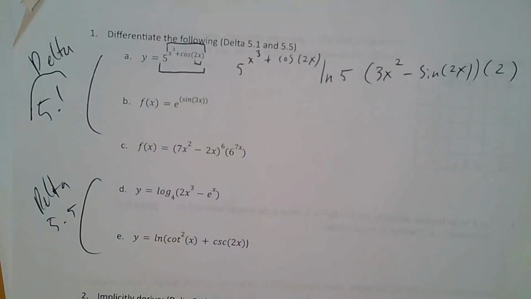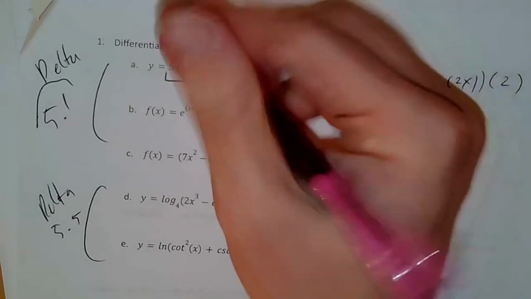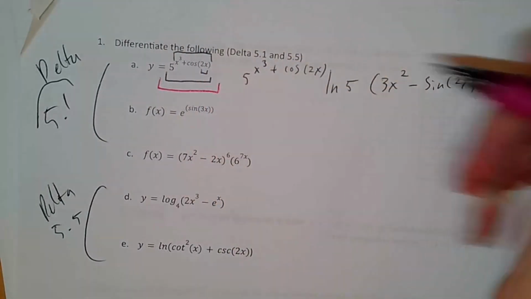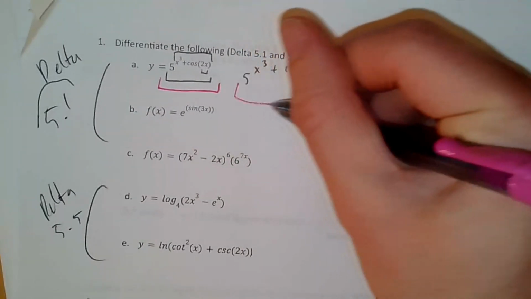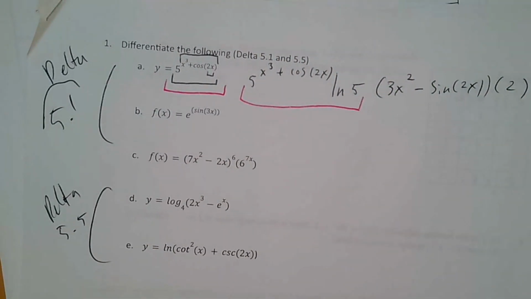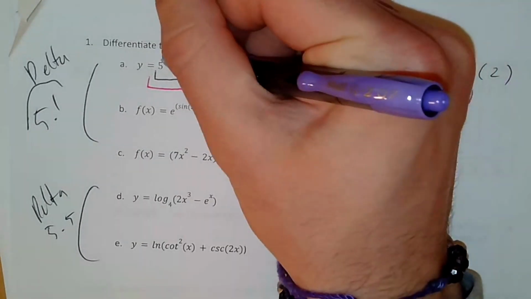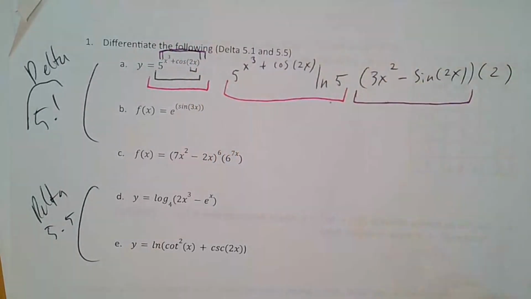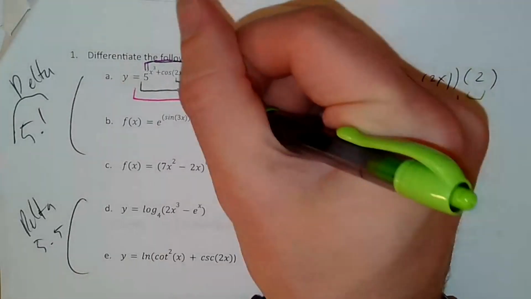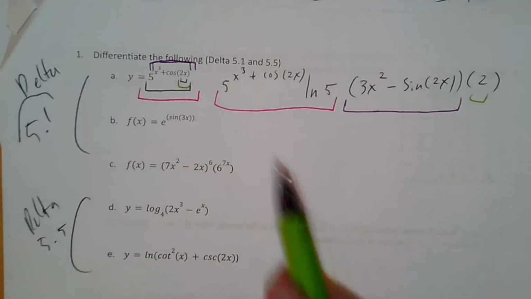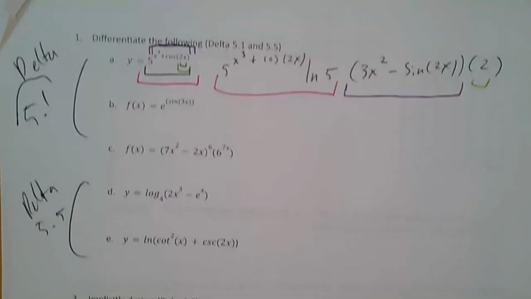So we're going to need some colors here to show you what's going on. This is the outside right here. This is the middle right here, same thing as this. And then the little 2 here is the derivative of that 2x. So it's the outside, the middle, the inside.